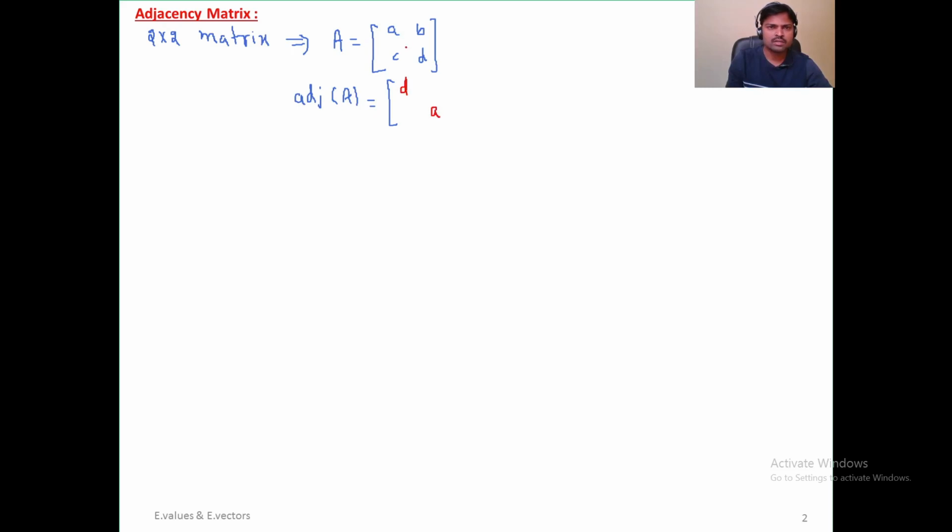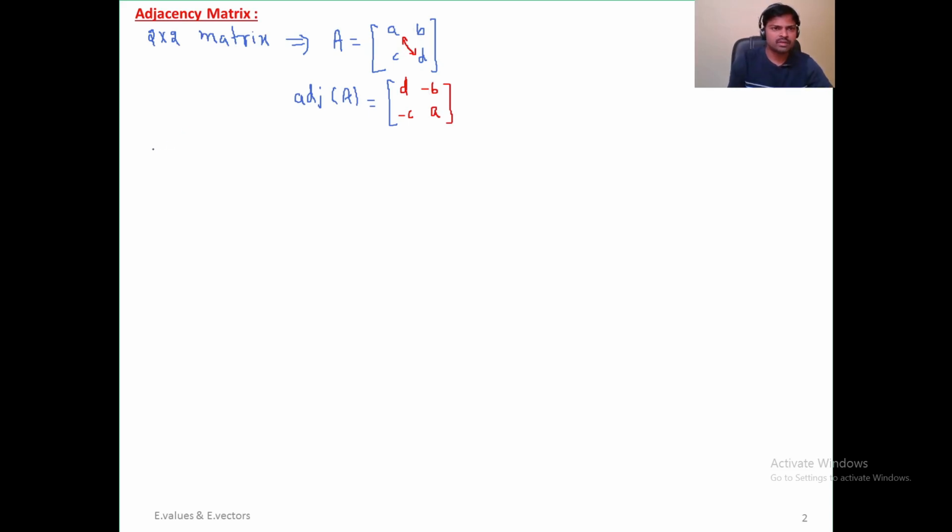And it is defined like this. It is not by a formula or something else. The adjacency matrix is defined like this. And here the signs change, minus b and here minus c. So for a 2 by 2 matrix, what I have to do is interchange these two, and change the signs of these two. That's what minus b. If it is minus b, it should be plus b, like that.